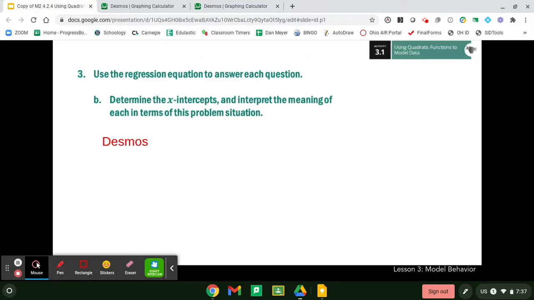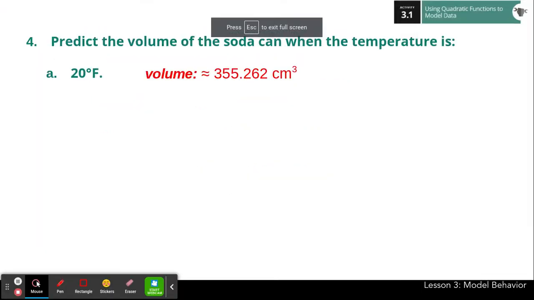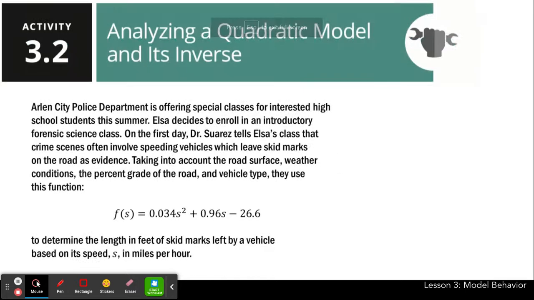So what does that mean? Well, let's go back to the presentation here. If there are no x-intercepts, and I know that y represents the volume, on your x-axis, y would be 0. So what that means is your volume can never be 0 because there aren't any x-intercepts. We're going to skip question 4. Now we're moving on to the second problem, and then we're done after this.